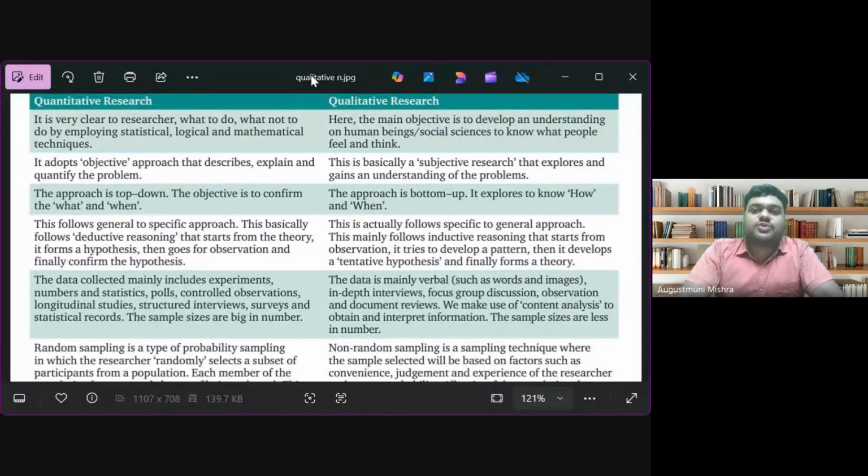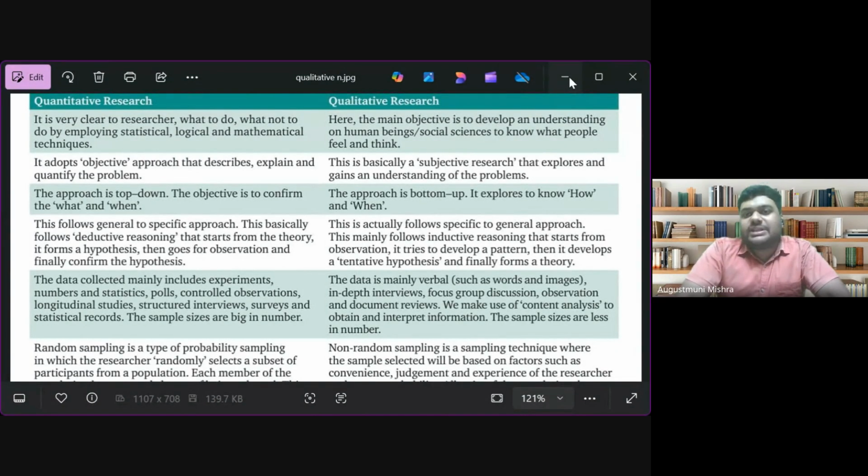So whenever we talk about the quantitative research, it is very clear to the researcher what to do and what not to do, by employing statistical, logical, and mathematical techniques. With the help of an example, I'm going to explain it. Yesterday, I was talking about the three laws of Newton. I'm not briefing you about the theory part, but I'm just choosing one of those laws.